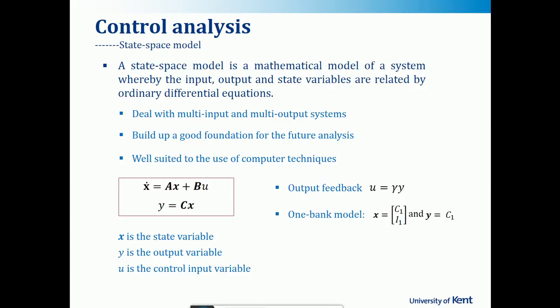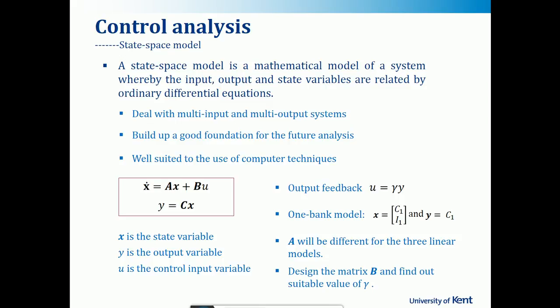In the one-bank model, the cash C1 and the investment I1 are the state variables, and the output is the cash C1. Matrix A will be different for the 3 linear models. The aim of the control design is to design the matrix B and find a suitable value of gamma.